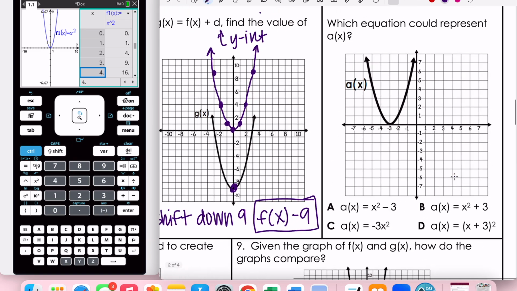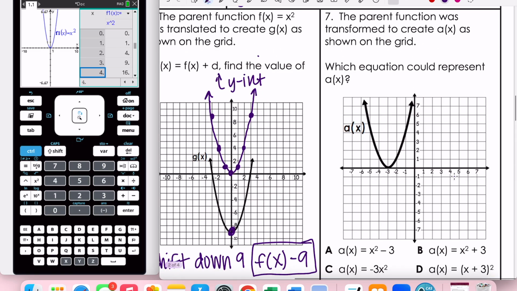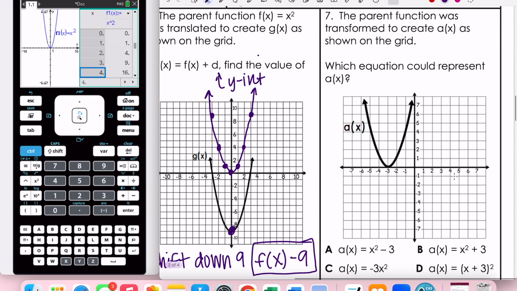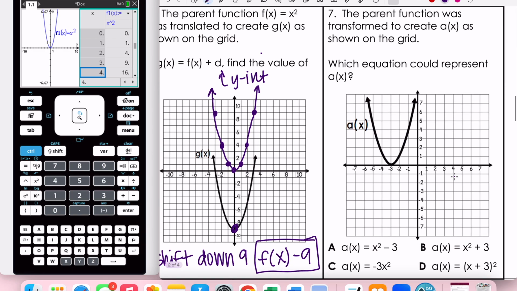Okay, next up, the parent function was transformed to create a of x as shown on the graph. Which equation could represent a of x? So again, guys, remember we are comparing this to our parent function, which again, I can write out these points for you that are on the last graph as well, or just remember that your vertex is at the origin.